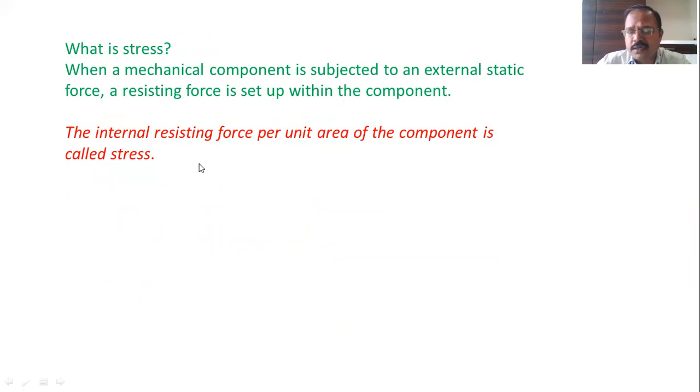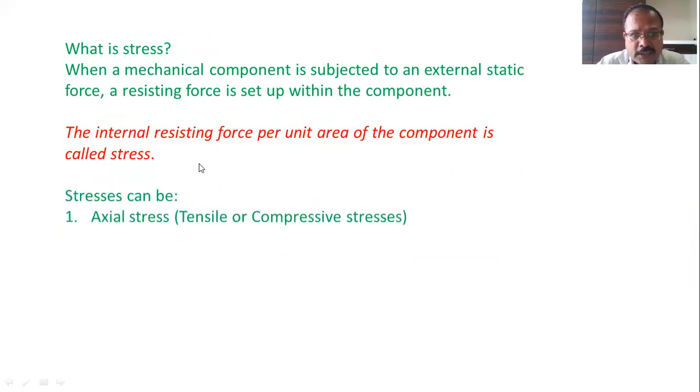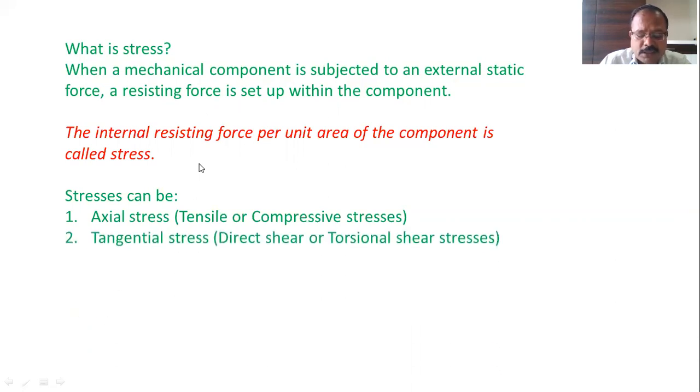Stress will be denoted by sigma, tau, and stresses can be axial stresses, tensile or compressive in nature. When the forces are acting along the axis, then the stresses induced are called as axial stresses. If the forces acting on the machine component, if they are tangential, then the stresses induced are called as direct stresses or torsional shear stresses.